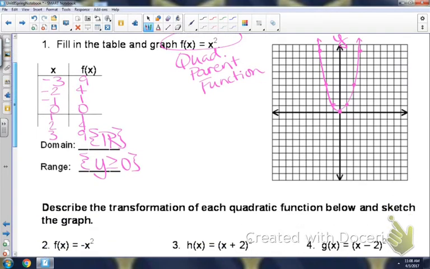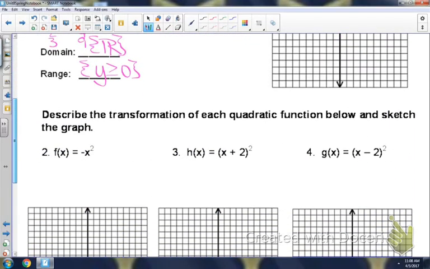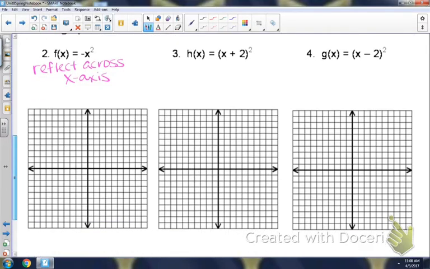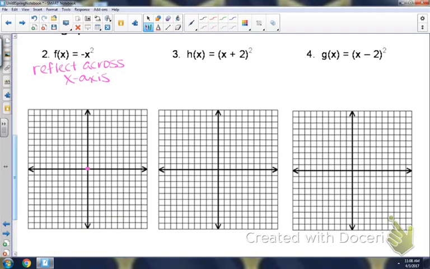Okay, so we're going to be using that parent function throughout. On the next part, we're going to be describing the transformations of each quadratic function, and then you're going to sketch the graph. We've actually gone over this before. Anytime we put a negative in front of our parent function, that's going to reflect across the x-axis. So our vertex will not change, it will still be at the origin, and everything that changes are our y values. They're negatives instead of positives.